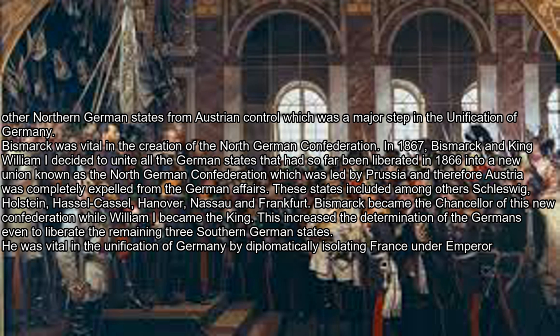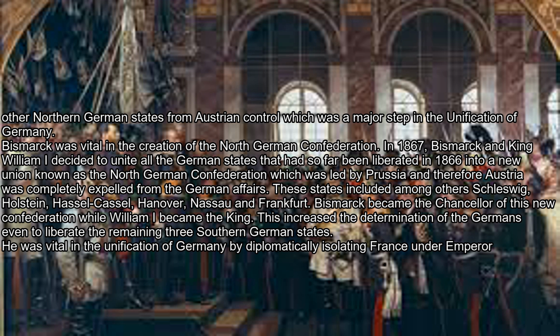Bismarck was vital in the creation of the North German Confederation. In 1867, Bismarck and King William I decided to unite all the German states that had so far been liberated in 1866 into a new union known as the North German Confederation, which was led by Prussia, and therefore Austria was completely expelled from German affairs. These states included, among others, Schleswig, Holstein, Hesse-Kassel, Hanover, Nassau and Frankfurt. Bismarck became the Chancellor of this new confederation, while William I became the king. This increased the determination of the Germans even to liberate the remaining three southern German states.